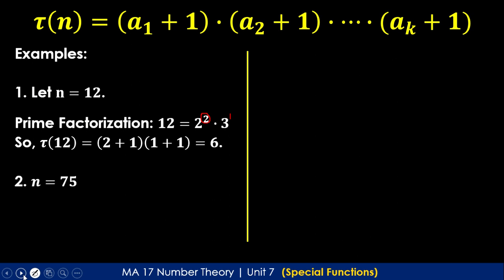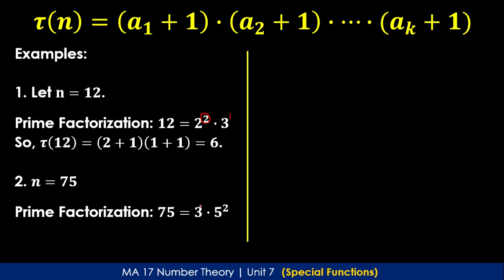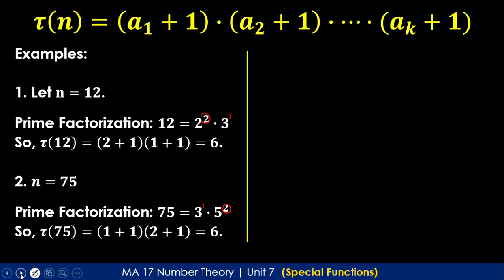Another example, given that we have 75, and the prime factorization for 75 is 3 times 5 raised to 2. Again, look at the exponent. We have 1 as the exponent of 3, and for 5, that is 2. So let's apply the formula again. We'll have the quantity 1 plus 1 times the quantity 2 plus 1. Therefore, that is 6. So there are 6 positive divisors for 75.